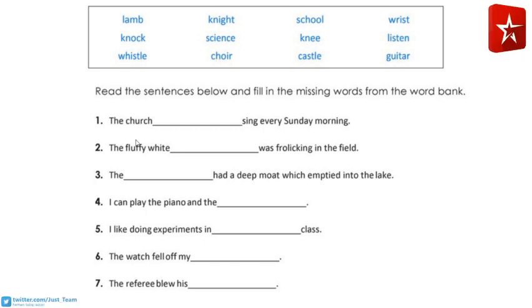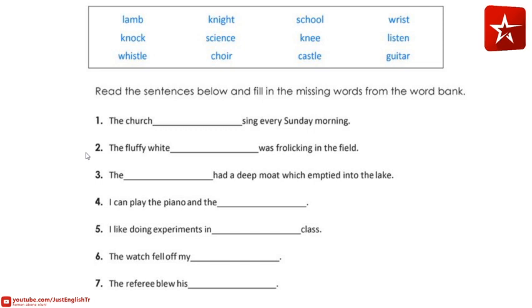Number two, the fluffy white blah blah blah was frolicking in the field. Okay, I'm waiting for your answers for number two. Frolicking. Maybe you don't know that word. Let me explain it in more detail. It's kind of like playing, but not actually playing, like a happy behavior in a playful way. Frolicking means in a playful and happy way.